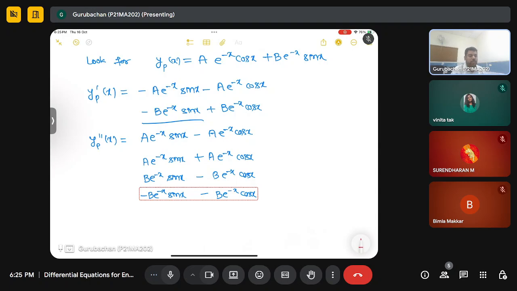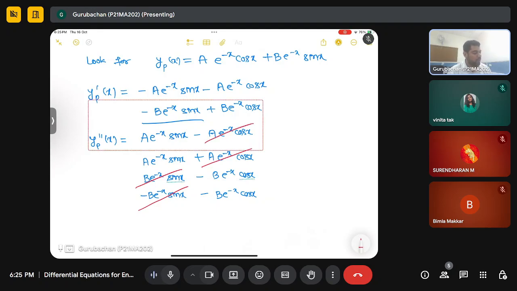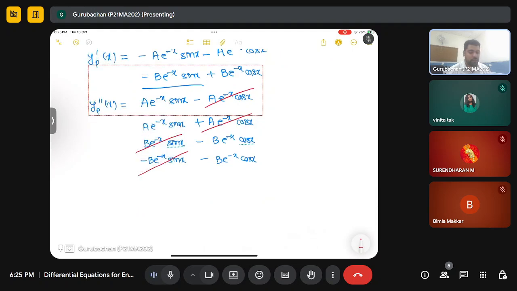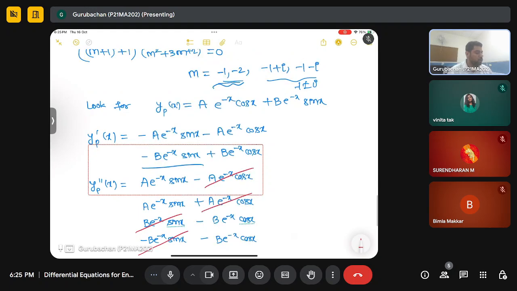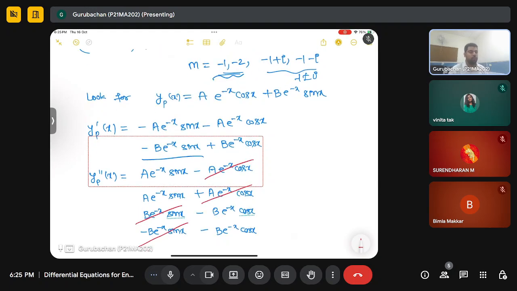Some of the terms will cancel out. I can see this one and this one will cancel out, and this one and this one will cancel out. So we are left with 2 times a e to the power minus x sin x, and minus 2 times b e to the power minus x cos x. So it is quite easy to put in the given ODE and solve it. We find the constants, then we will verify it.